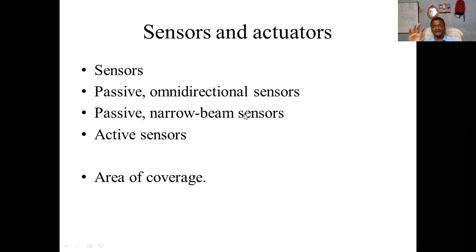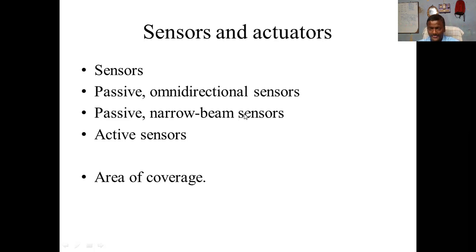Omnidirectional. So what is omnidirectional? That means sensing and giving. The best examples, already so many applications are there: smoke detector, temperature detector, humidity sensor, so many sensors. It can just detect, there is no direction. And a narrow beam sensor will give some direction. It will have a narrow range, so in that particular direction it can be detected.